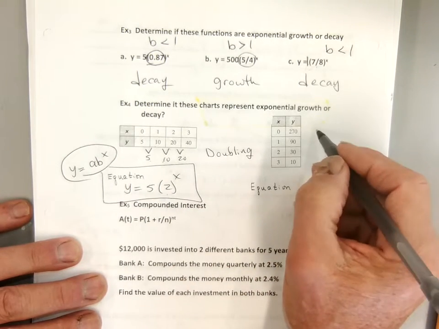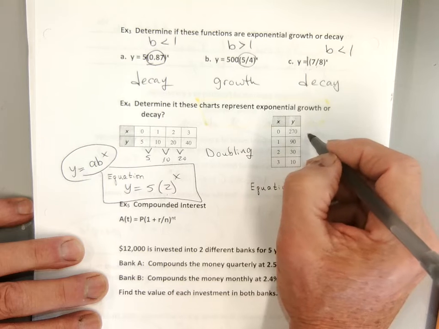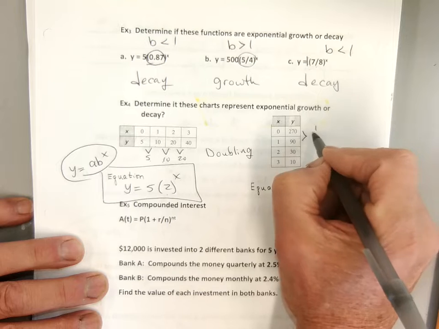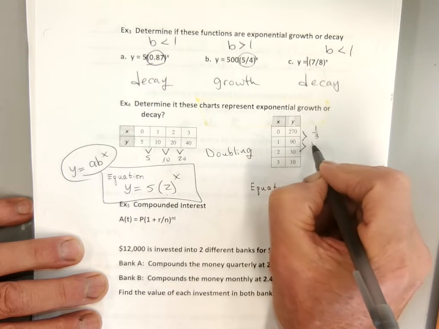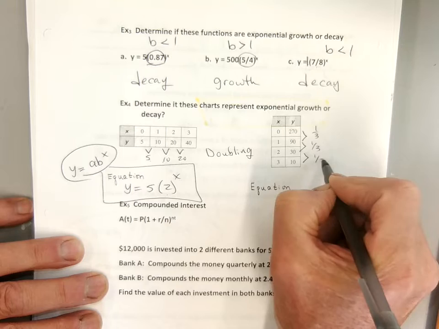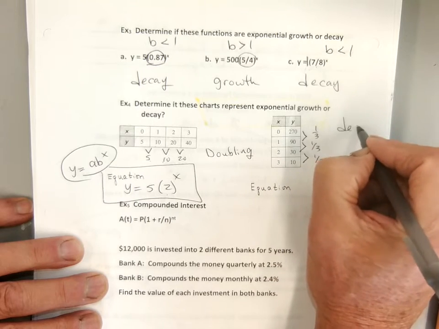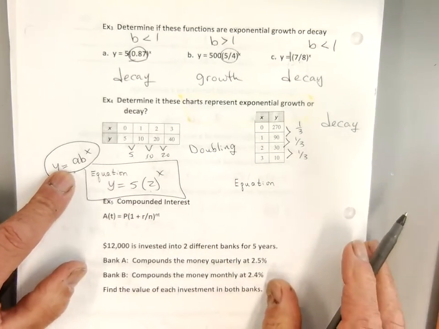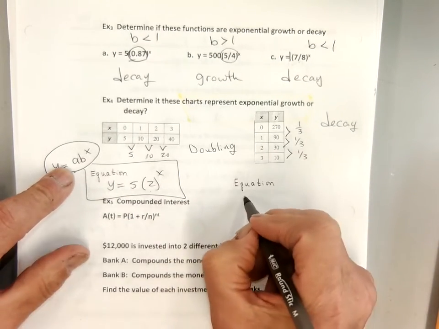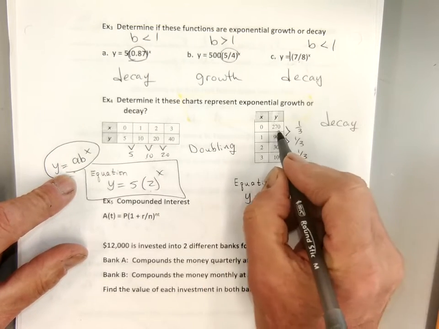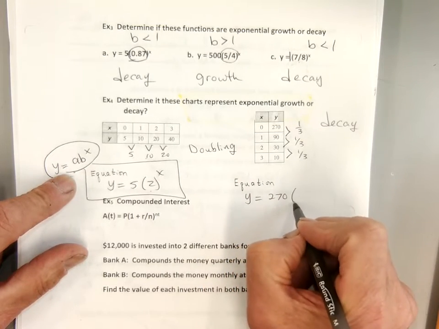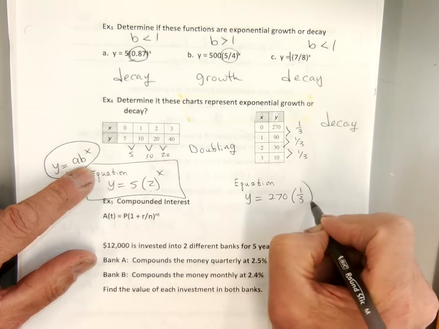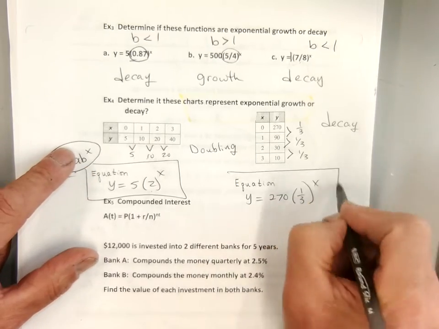Okay, now if I look at number 2, this example, let's see. Looks like I'm taking a third of it. 1/3 of it. A third of that. And a third of that. So definitely that one's decay. I'm going to use this equation here. Y equals, my beginning amount was 270. My rate is 1/3 to the x power. Okay.